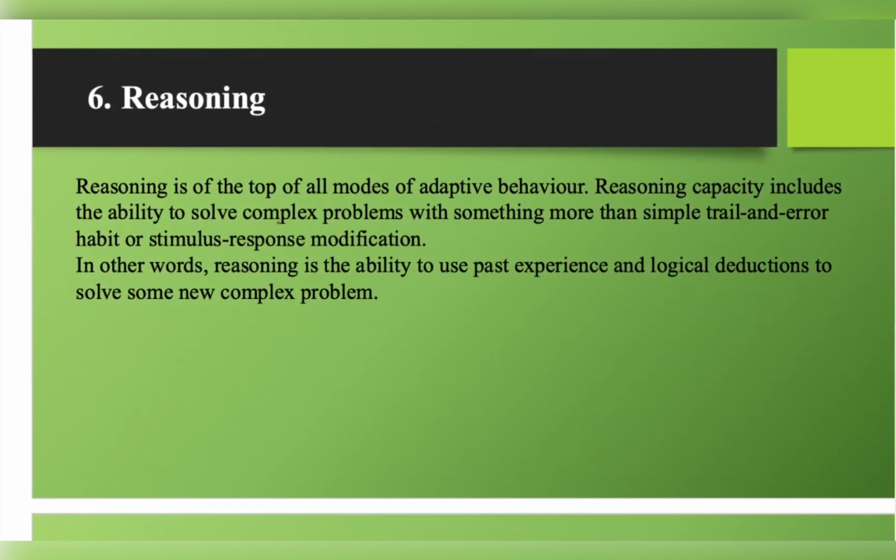Reasoning is on top of all modes of adaptive learning. Reasoning capacity includes the ability to solve complex problems with something more than simple trial and error, habit, or stimulus-response modification. So it is a top module, and it is not as simple as trial and error or stimulus-response modification. It is basically the capacity to solve complex problems. For example, reasoning is the ability to use past experience and logical deductions to solve a new complex problem.